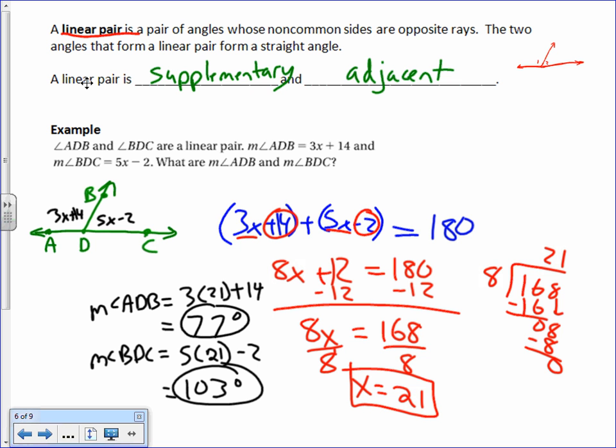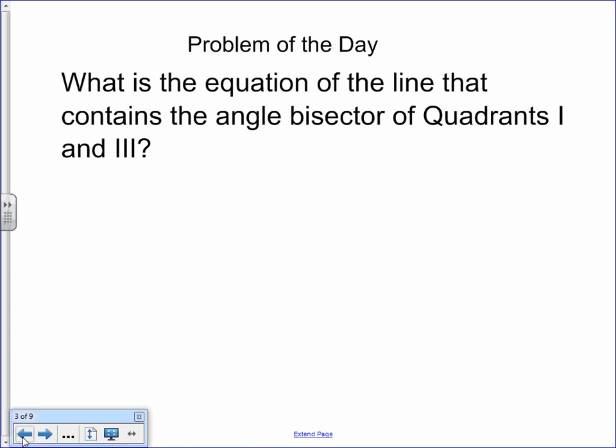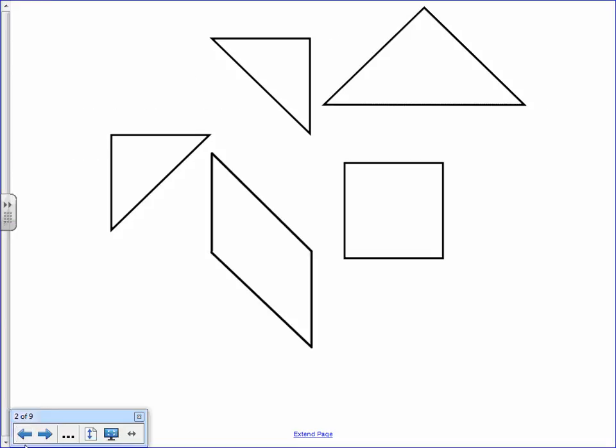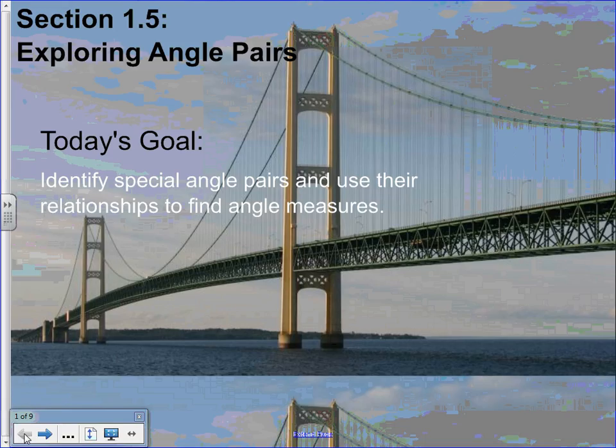So that is our first section, starting with stuff about angle pairs. Your goal from that section was to be able to identify those special angle pairs. We had complementary and supplementary, and adjacent and vertical angles. And we also talked about linear pairs in general. So we used their relationships to find angle measures. We're going to do more of that next time.